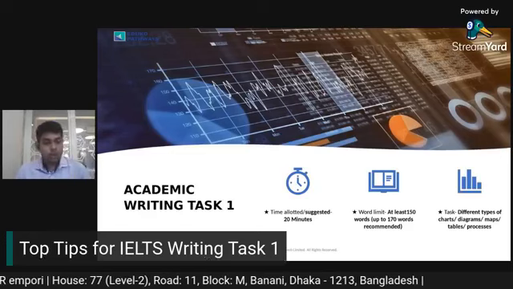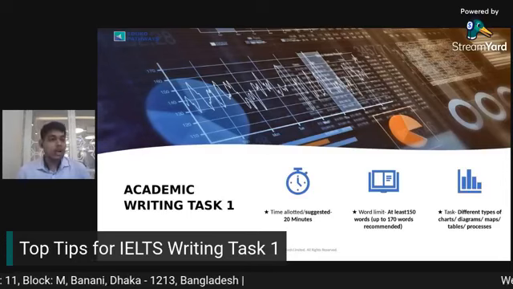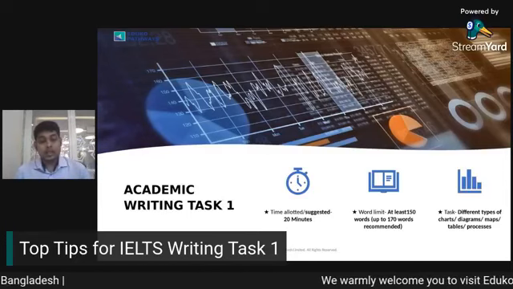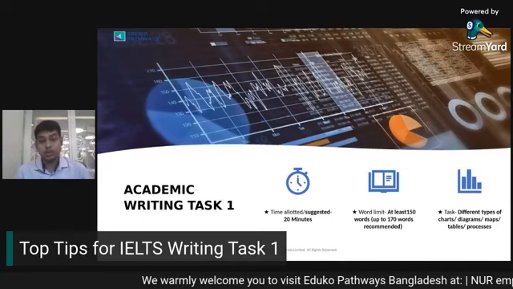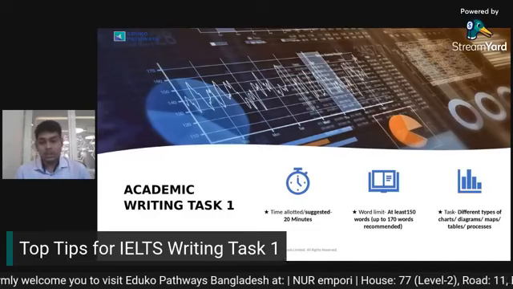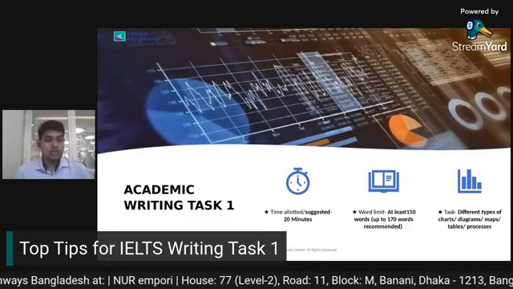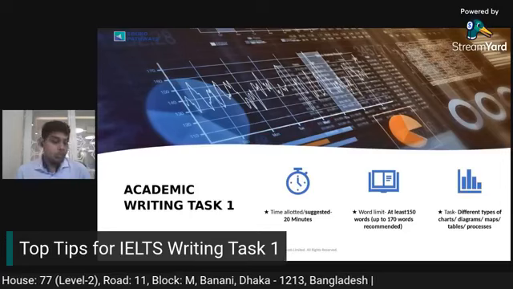So as you all know, the time allocated for writing task 1 is 20 minutes, but this is not a definite rule because you have to write a second essay in 40 minutes, and we don't recommend spending more than 20 minutes on writing task 1. So remember this. And the word limit for writing task 1 is at least 150 words, no less than 150 words, but we recommend writing up to 170 words.